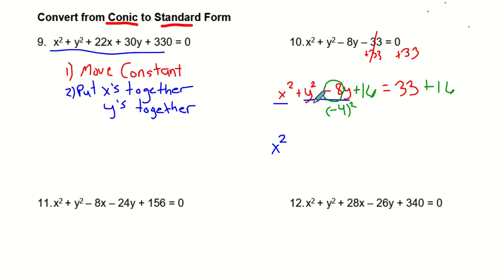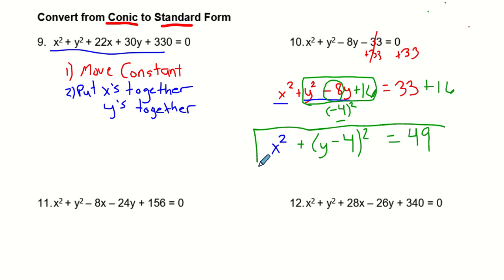Now, the reason this is important is because what we've just created here is now a perfect square, and we can write that as y minus 4, and the -4 comes from right here, squared, equals, and then what is this, 49. And so we've just converted from conic to standard form. Okay, so that's the example of that.